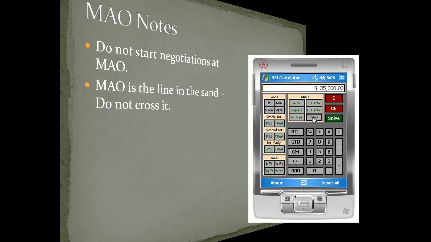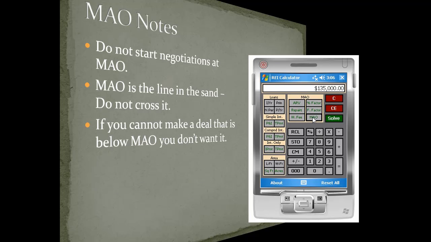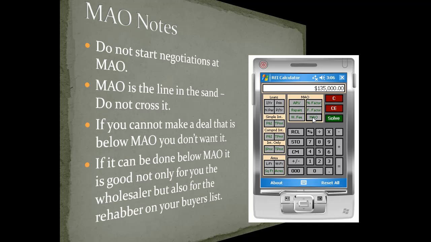So you may start off with your negotiations at somewhere around $90,000, $95,000, maybe $100,000 or $105,000, depending on how much the seller wants for the property. And then you go back and forth. And if you cannot get it done for less than $135,000, then you do not want the property. If you can get it for less than $135,000, then this is going to be a good deal, not only for you as the wholesaler, but also for the rehabber that's on your buyer's list.